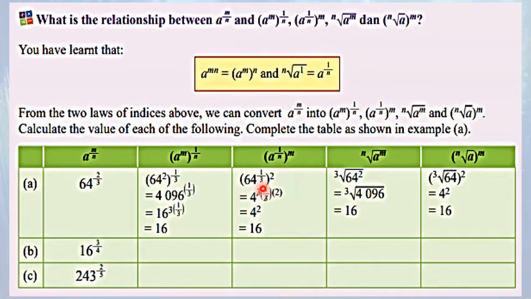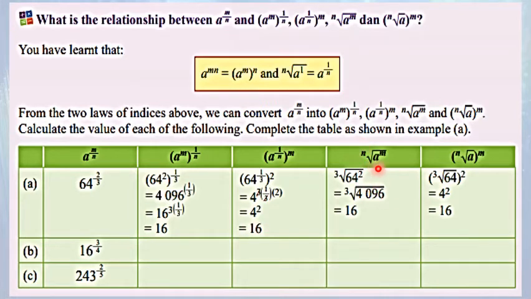So 64 to the power of 1 over 3, you use the calculator and straight away you get 4. And then power with 2, you get 16. So the answer is the same. Okay, you try the third method.